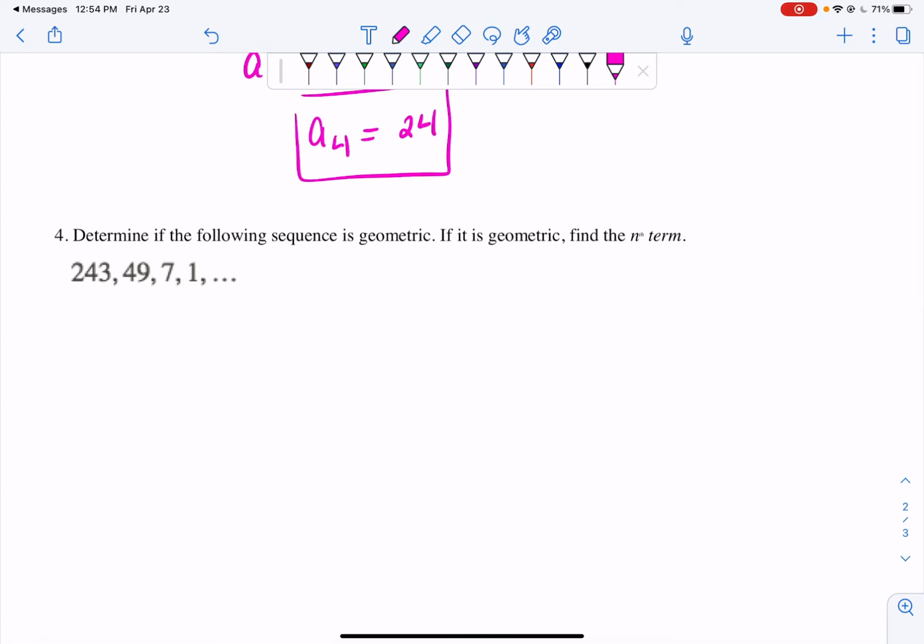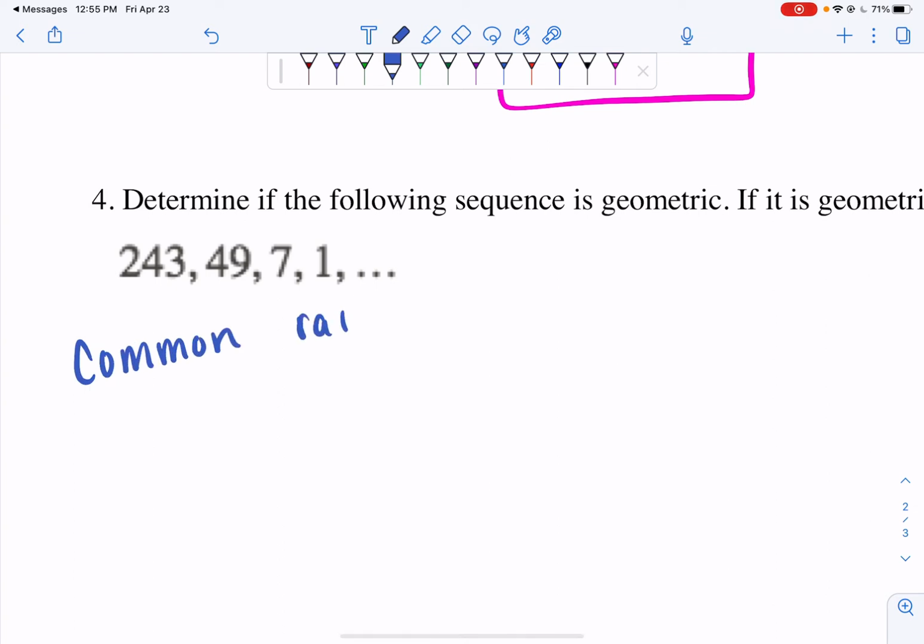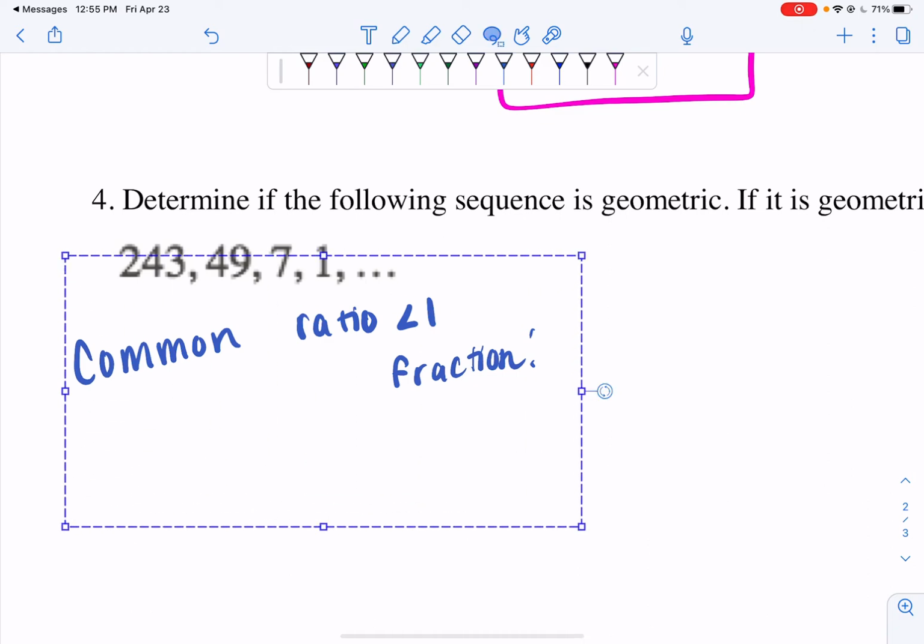Part 4, determine if the following sequence is geometric. If it is geometric, find the nth term. So if I look, I need to figure out what I'm multiplying from 243 to get to a 49. Give me the heads up. Since I'm going from a larger number to a smaller number, I'm going to be multiplying by a fraction because I'm getting smaller. So I know that my common ratio will be a fraction. It's going to be a fraction, but now I got to figure out what that fraction is.